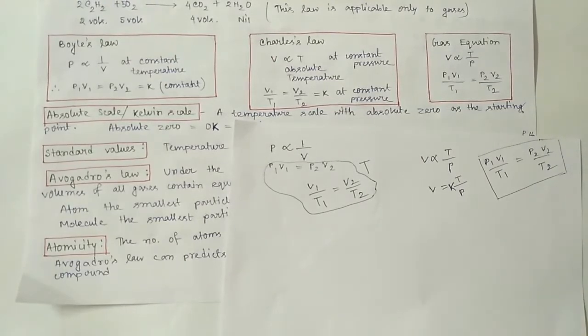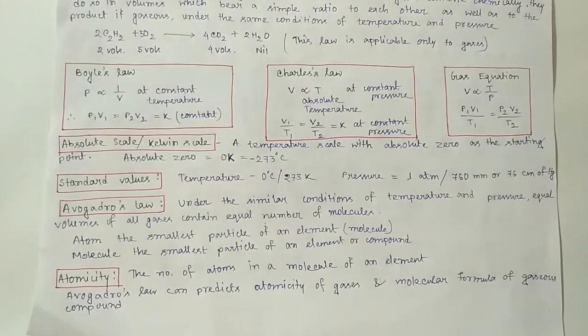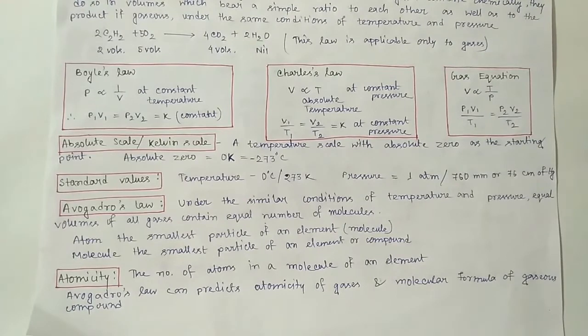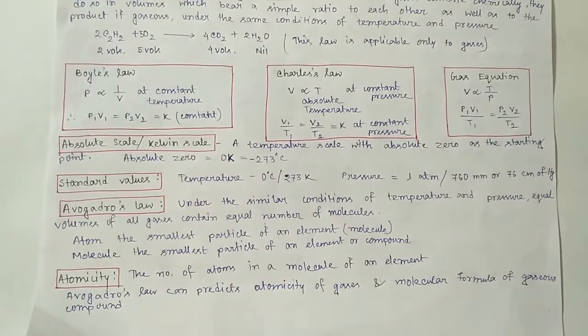Now on to the absolute scale or Kelvin scale. The Kelvin scale, or absolute scale, is just like the Celsius scale and Fahrenheit scale. It is a temperature scale with absolute zero as a starting point. Absolute zero means 0 Kelvin, and 0 Kelvin is equal to minus 273 degrees Celsius. This is the relationship between Kelvin and Celsius, so we have to remember these values.